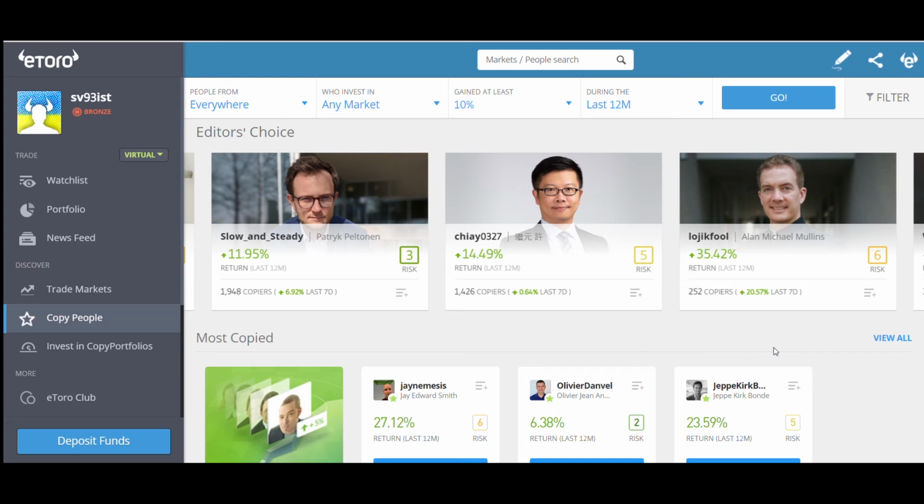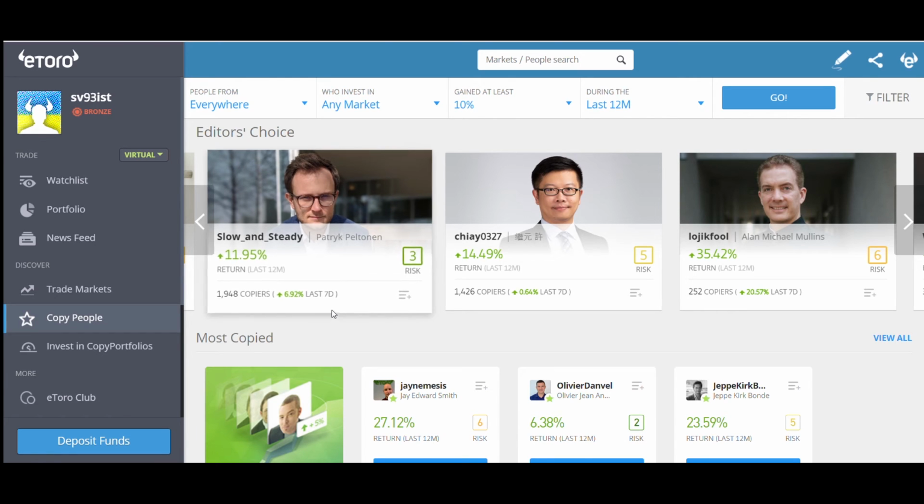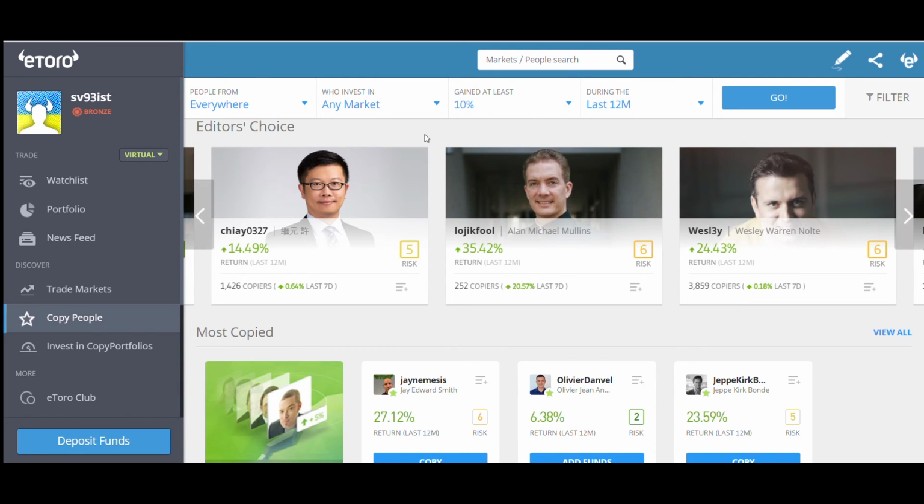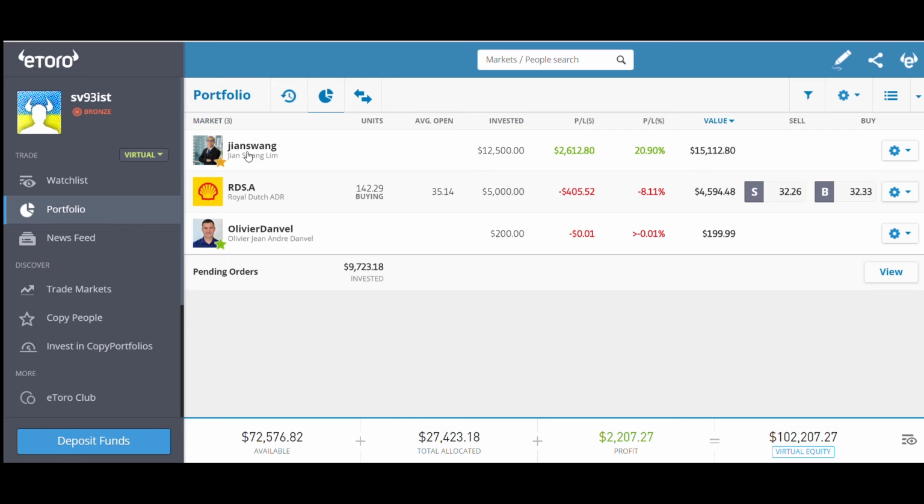you can copy these investors and you will be gaining as much as they are. For example, this guy has gained 35% for the last 12 months, and he has 252 copiers, but his risk level is 6. And this guy has less gains for the last 12 months as well as less risk. You can filter here whatever filter you want, choose the trader you want and copy him. Remember, I showed you that I copied this guy and we gained 21% for the last couple of months.